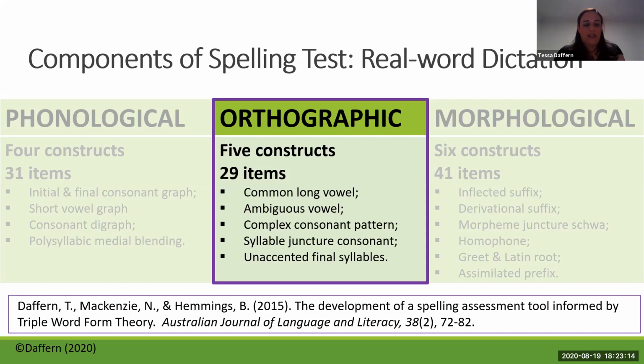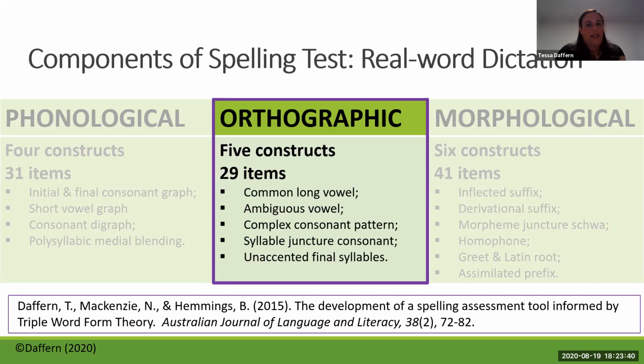So a student may know that the ow diphthong can be spelled in various ways, but a student who has heightened orthographic sensitivity or knowledge will know, maybe instinctively or maybe because they've explicitly been taught that, whether it's more likely that they should use OW as opposed to OU, as an example.